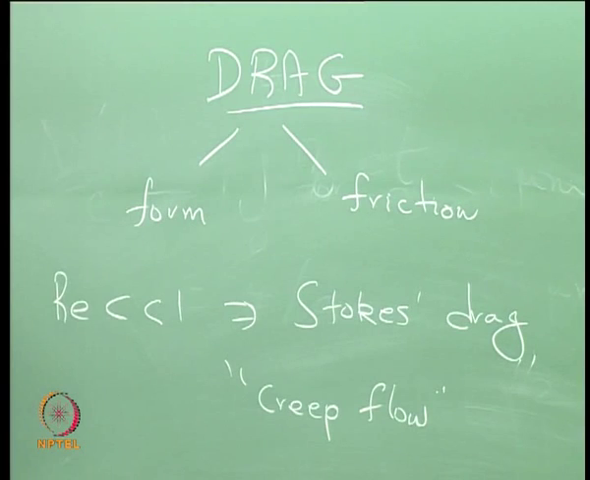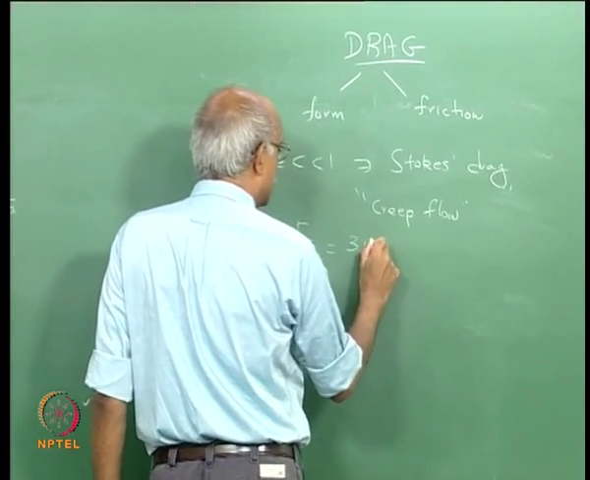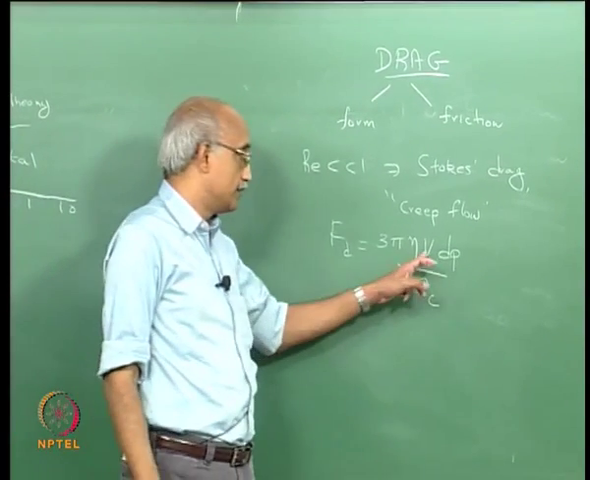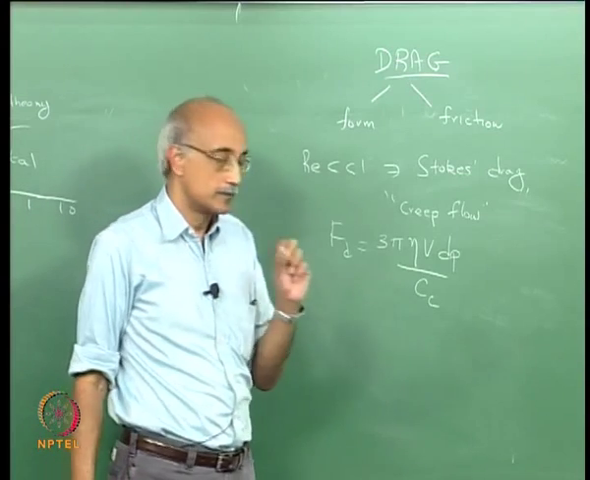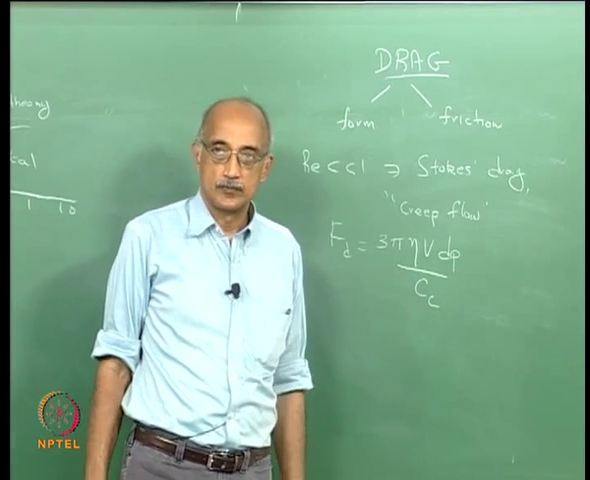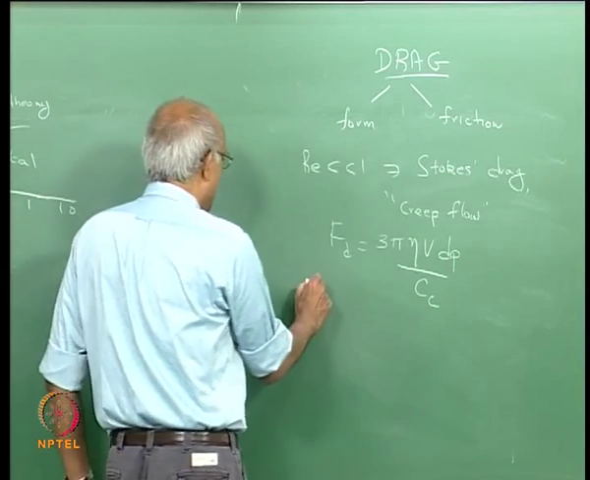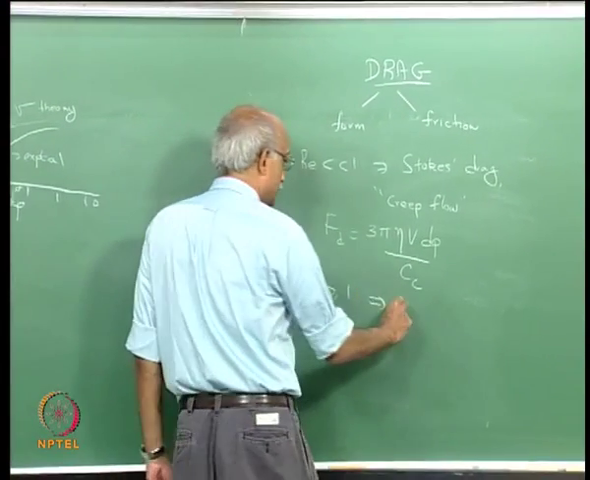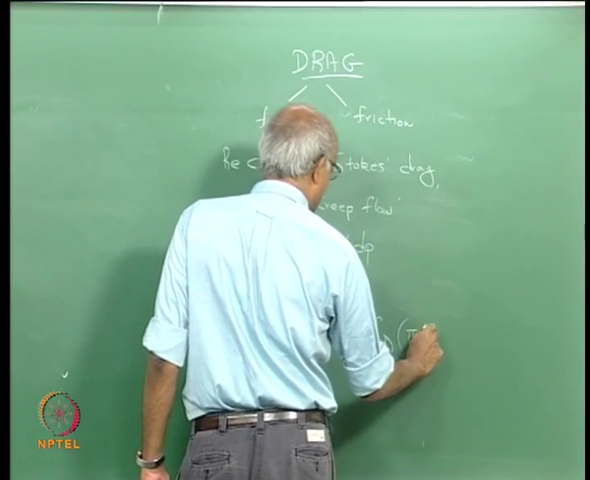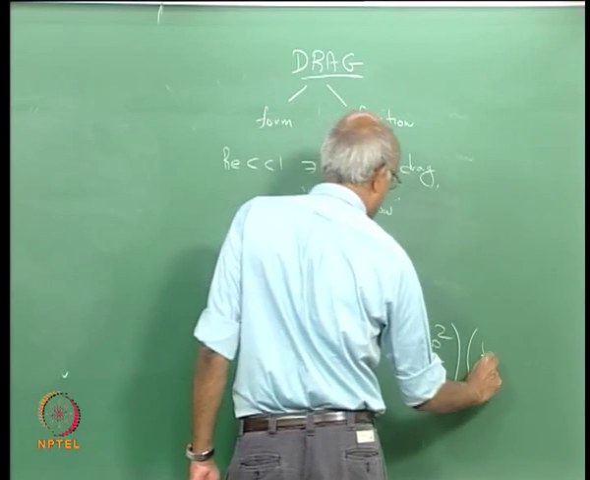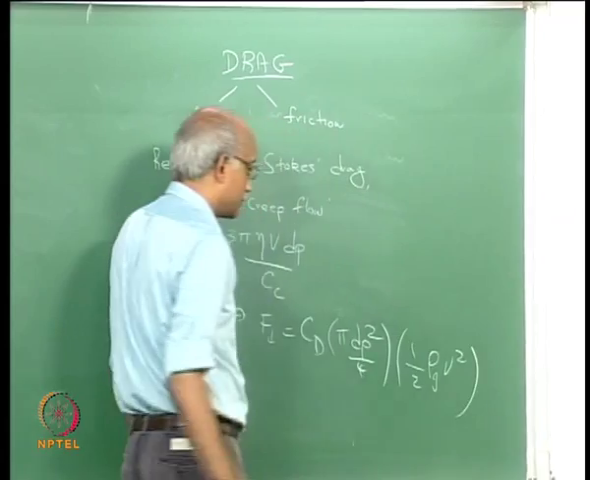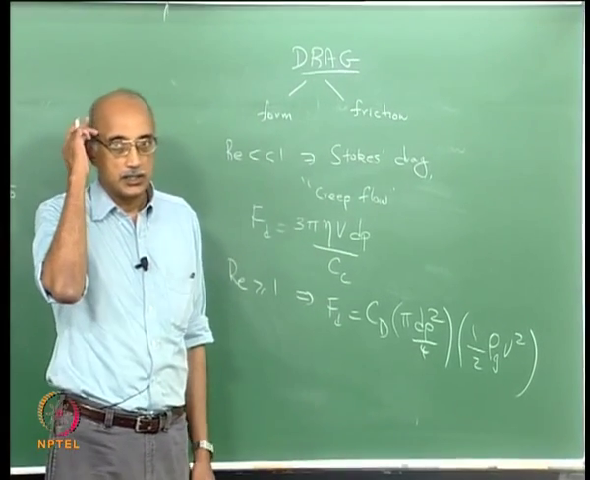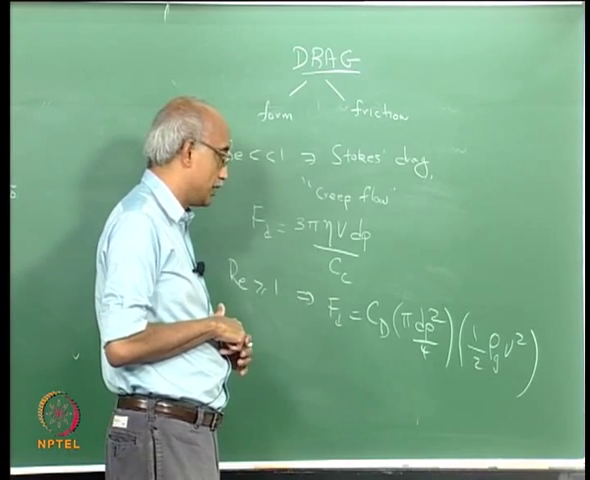And the expression for drag in this limit is Fd equals 3 pi eta V dP by Cc, where eta is the viscosity of the fluid, V is the differential velocity between the fluid and the particle, dP is the particle diameter, and Cc once again is the Stokes-Cunningham slip correction factor. When Re approaches and exceeds 1, the drag force becomes a drag coefficient multiplied by area, pi dP squared by 4, times half rho g V squared. So CD is the drag coefficient, pi dP squared by 4 is the surface area of the particle, and rho g is the density of the fluid in which the particles are being carried.